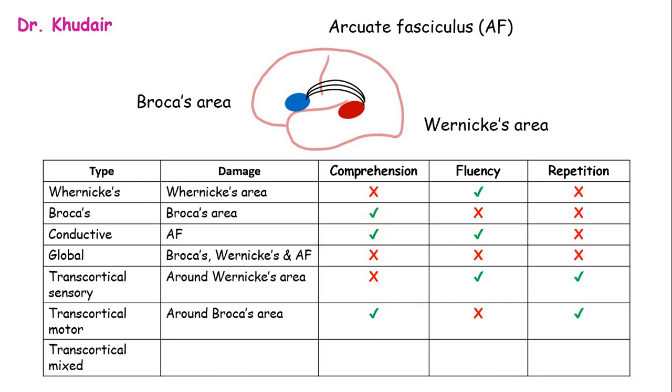Lastly, we have transcortical mixed aphasia, which affects the watershed area around the three structures. So this will affect the input to Wernicke's and the output from Broca's, and this will result in impairment in comprehension and fluency. Lastly, because the three structures for repetition are intact, repetition will be intact.